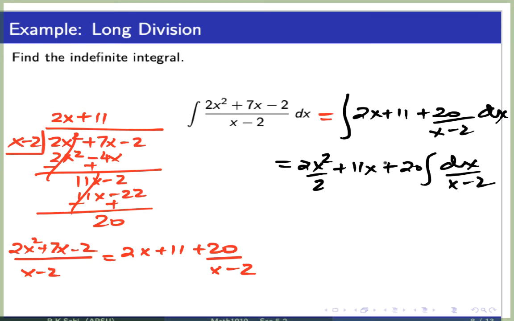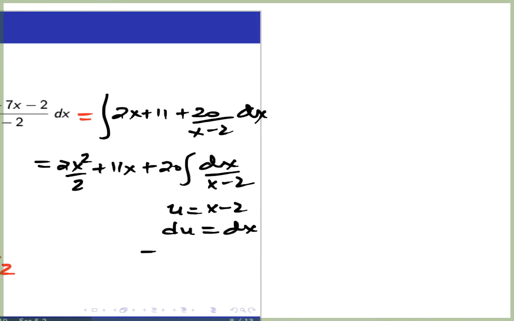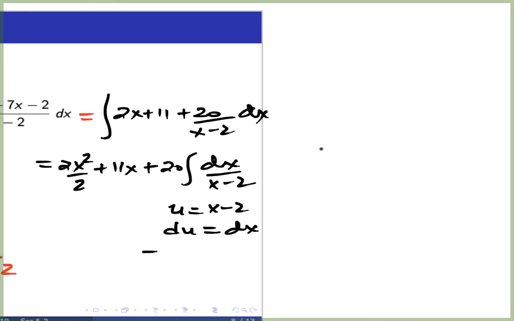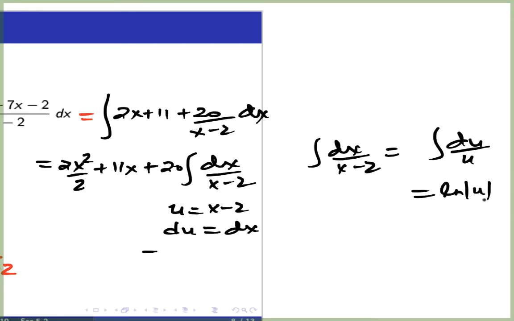Now here we will do the u substitution. Let u be equal to x minus 2. So what is du? It is dx. So the integral of dx over x minus 2 is now the integral of du over u. That means it's natural log of u.